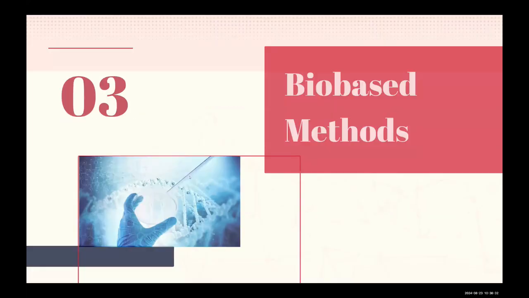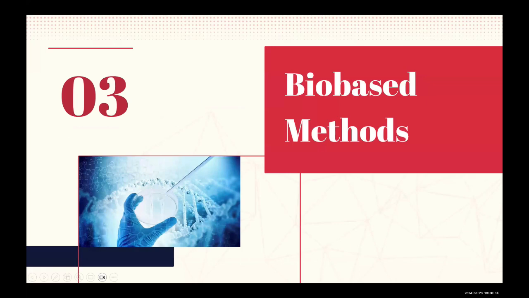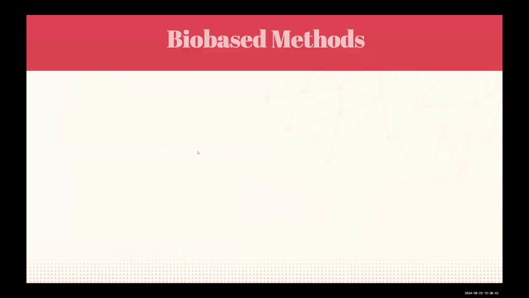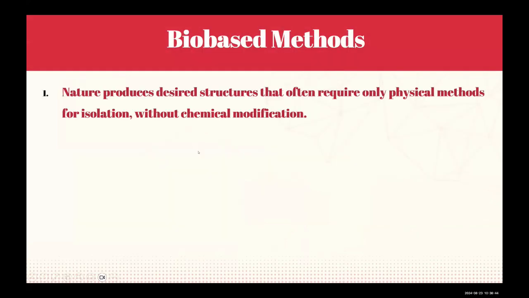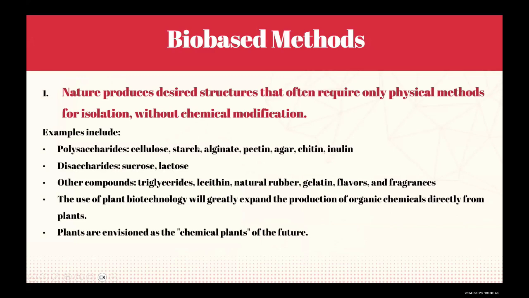All right, so now let's transition to the third section of our presentation, which is the bio-based methods. What are the different approaches to actually make these bio-based products? The first method is that nature often produces the desired molecular structures, which can be isolated using physical methods without the need for chemical modifications. This is a significant advantage as it simplifies the production process and reduces the need for harsh chemicals.